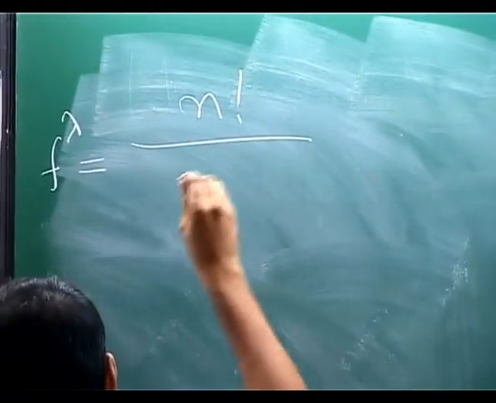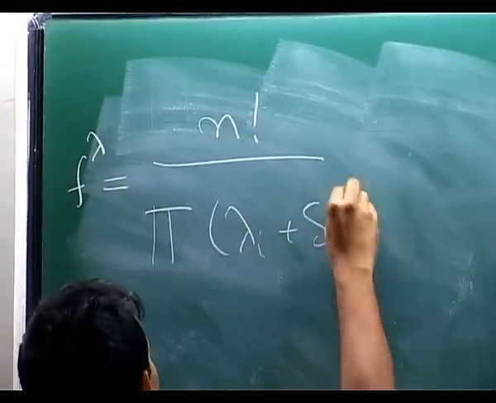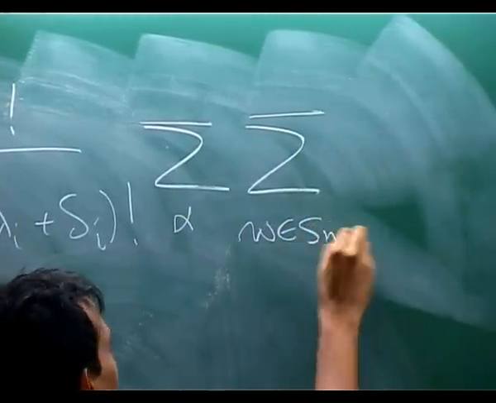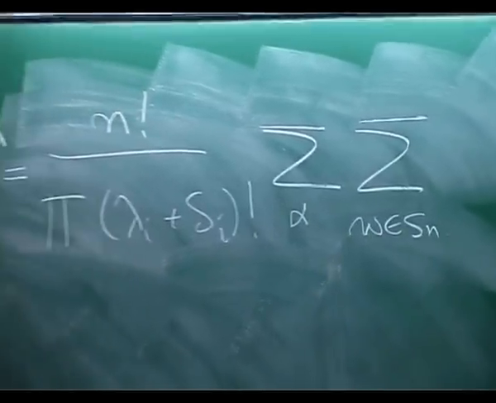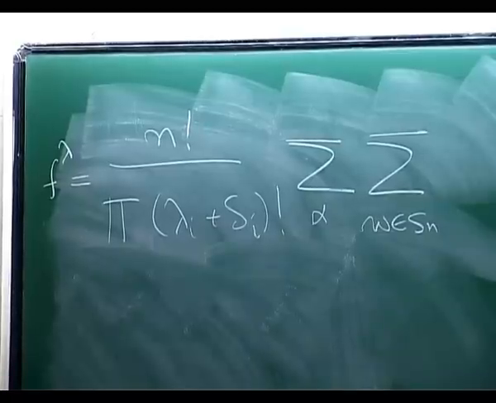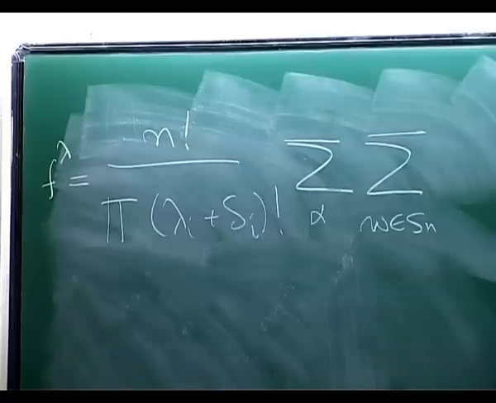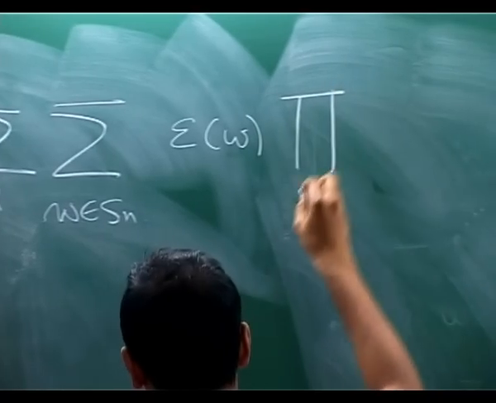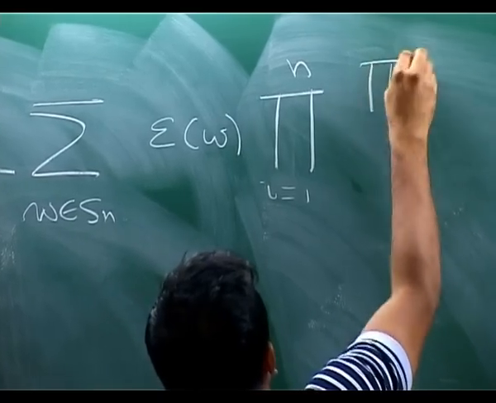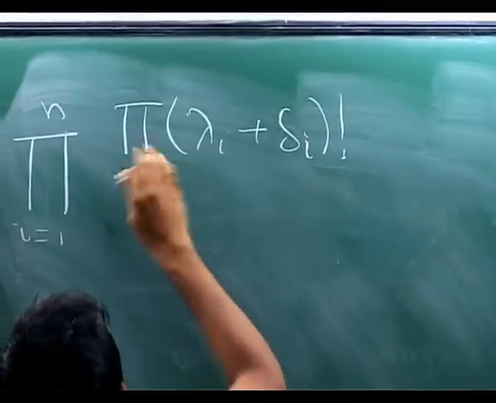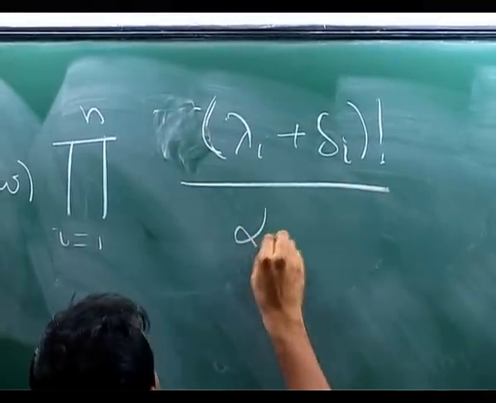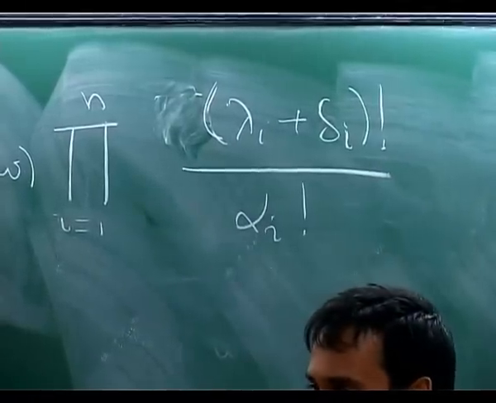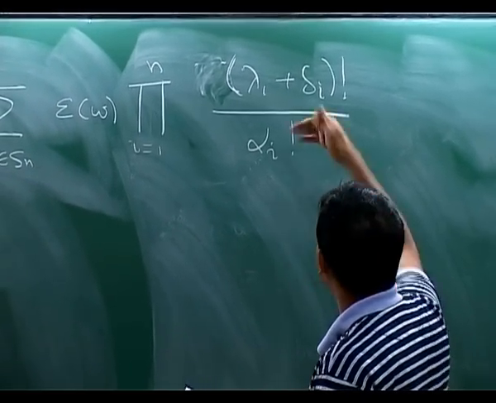So what you get is this n factorial divided by product lambda I plus delta I factorial, then summation alpha, summation w in Sn, and let me make some more space here. What do I want? I want to put this back in the numerator. Of course, I have this epsilon w, and then I have product I goes from 1 to n lambda I plus delta I factorial, and we must not forget, I've already taken the product here, our old friends alpha I factorial. Okay, now that's a ratio of factorials, and hopefully we can divide it and take the thing.